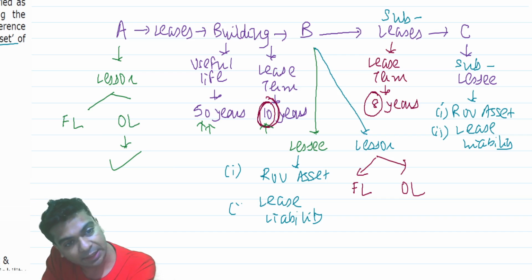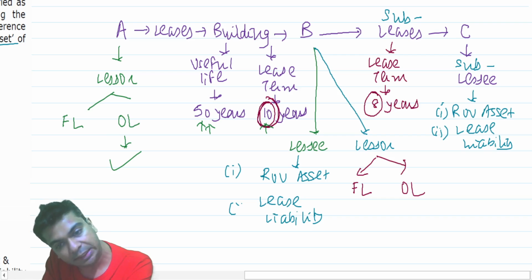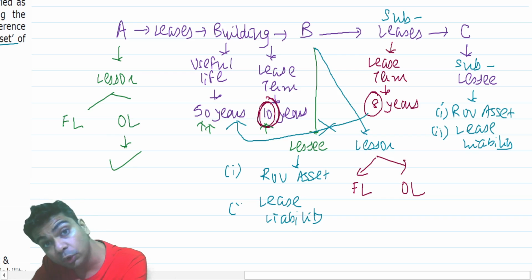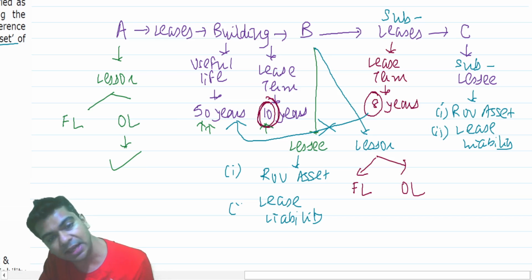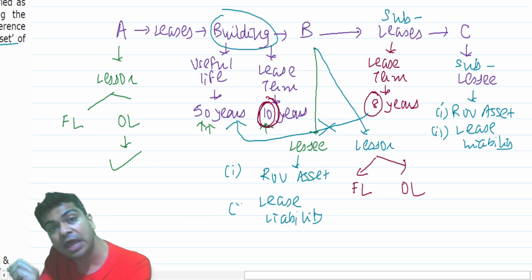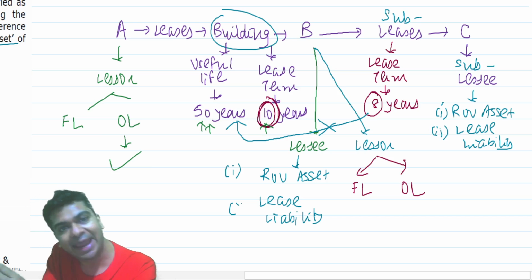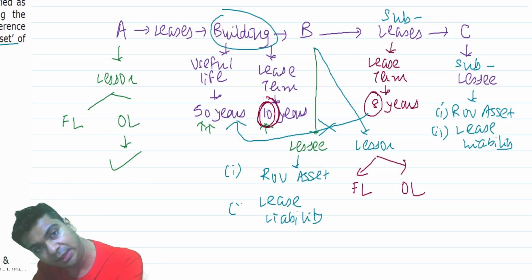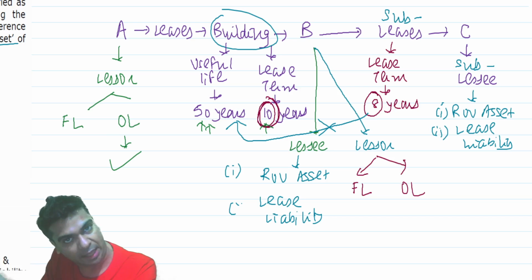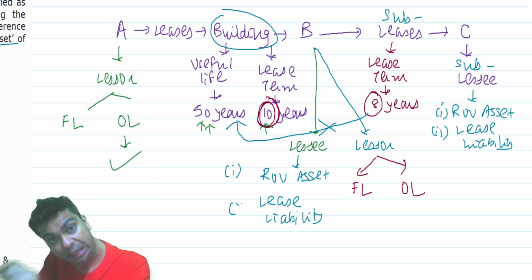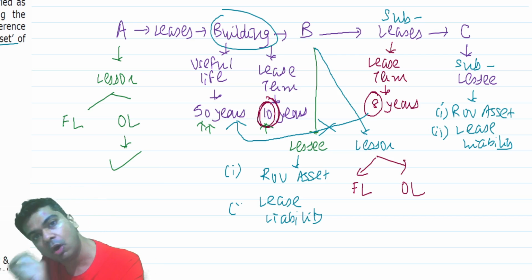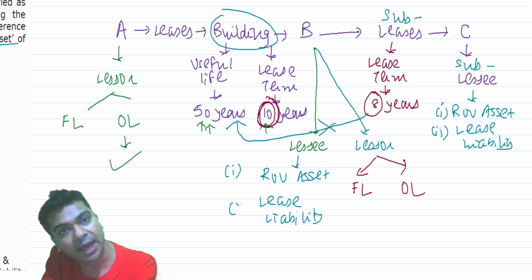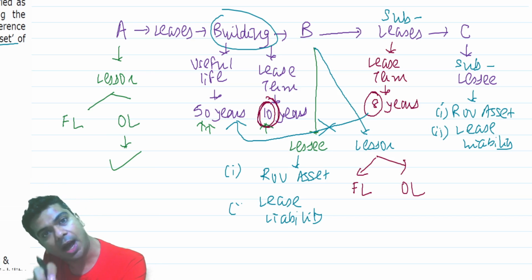Understand? What they are saying is that this 8 years, you should not compare with the 50 years. Do not compare with the underlying asset. The underlying asset is this building, which has a useful life of 50 years. If I compare 50 with 8, then 8 is not covering the major part of the useful economic life, and you will argue this is an operating lease. But no. They are saying that when it comes to sublease, you should carry out the classification on the basis not of the underlying asset, but of the ROU asset.